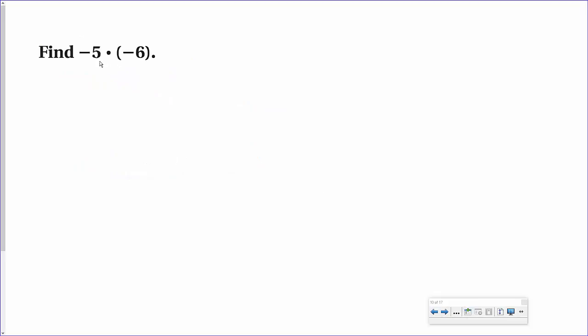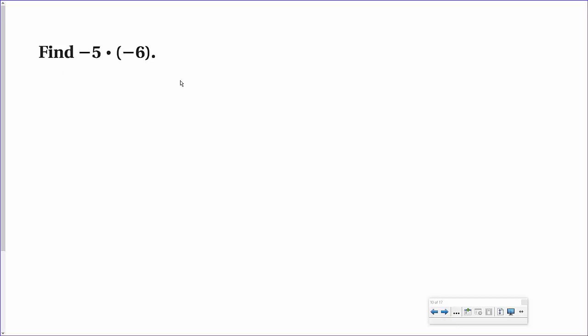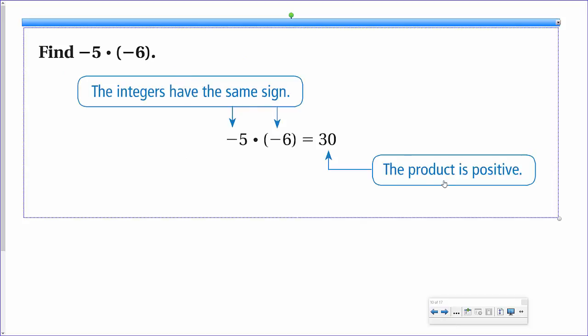So if I take this one, negative 5 times negative 6, notice that they're both negative, right? Well, if I look back at my key idea, if they both have the same sign, it's a positive answer. So I'm going to go back here, and this answer should be positive 30. And it is. They have the same sign. There we go.